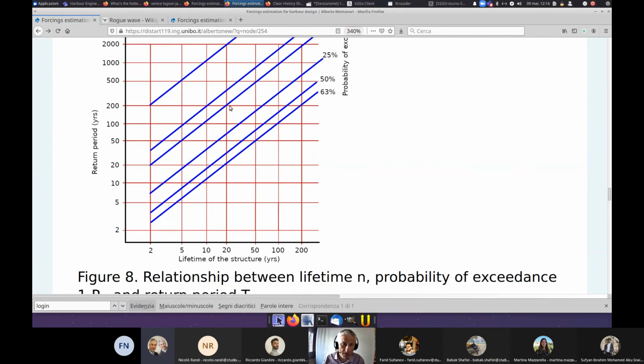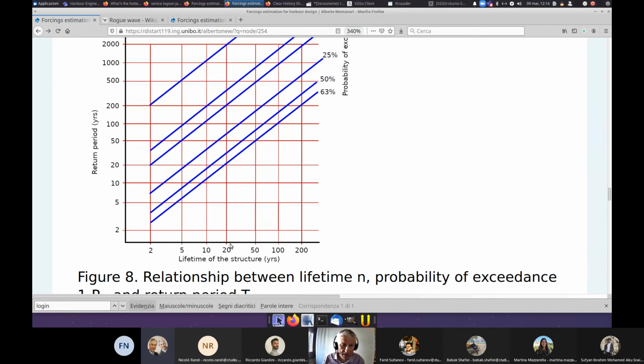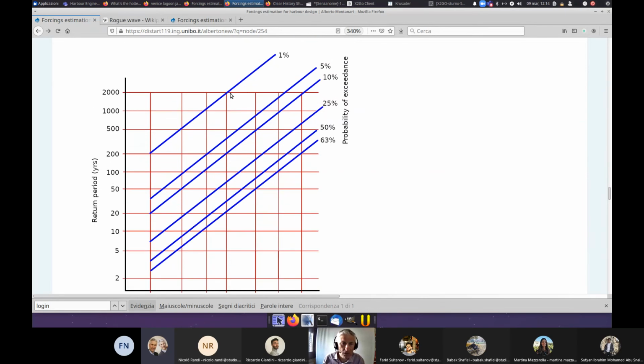And look, if you want a probability of 1%, because you want to be reasonably safe, even for a lifetime of 20 years, you need to get a return period of 2000 years. Now, this is something that you have to consider, because it helps you also to make a proper consideration of the consequences. Let me make an example.